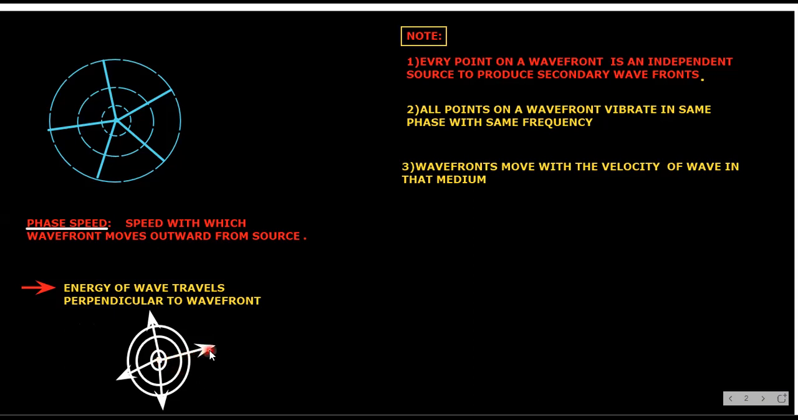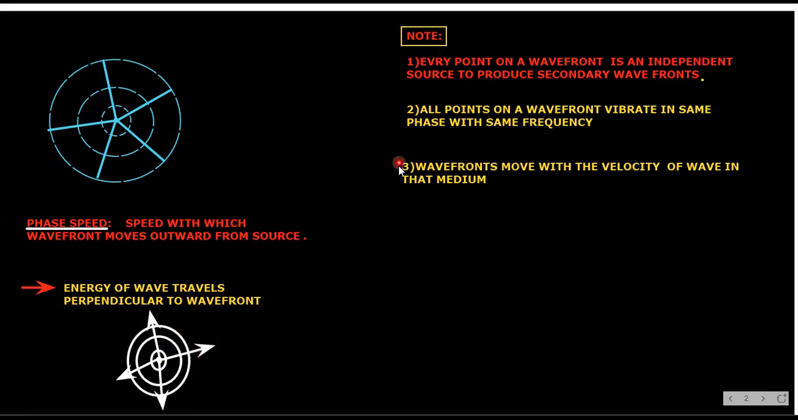This is the direction of energy. See here how it is. At every point it is perpendicular to the wavefront. You see, perpendicular. This is how energy transmission takes place. Understand? The energy of a wave travels perpendicular to the wavefront.